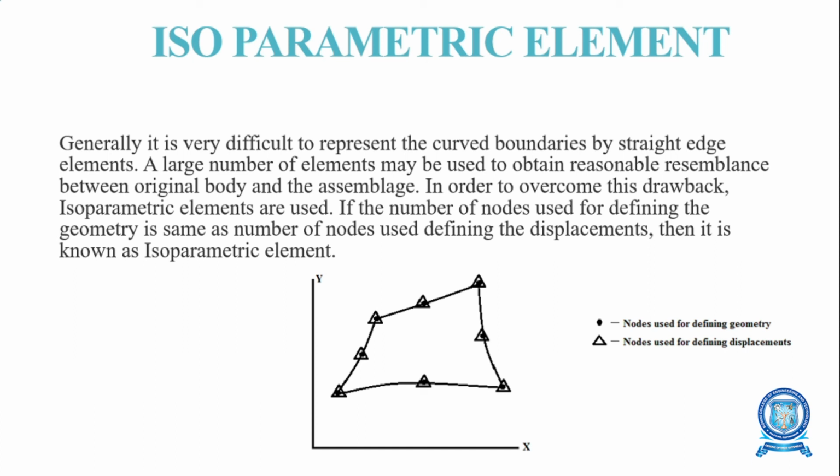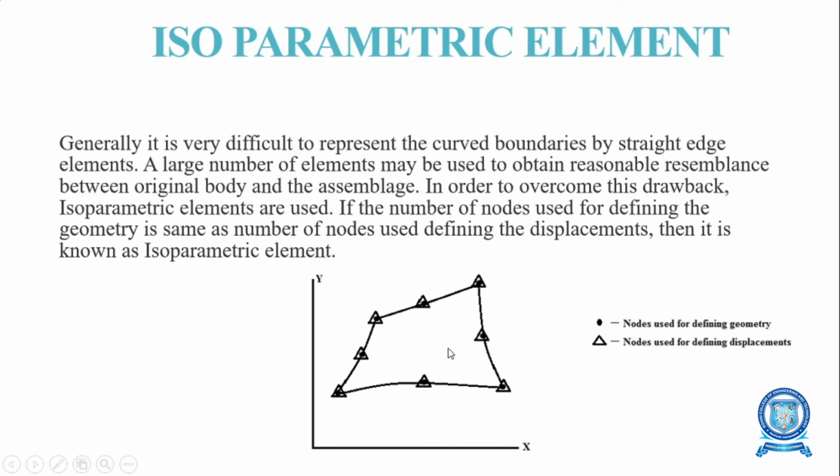If the number of nodes used for defining the geometry is the same as the number of nodes used for defining the displacement, then it is called an isoparametric element. Here in the XY diagram, there's an irregular structure, and in this irregular structure there are a number of dots, which define the geometry, and a number of triangles, which define the displacements.